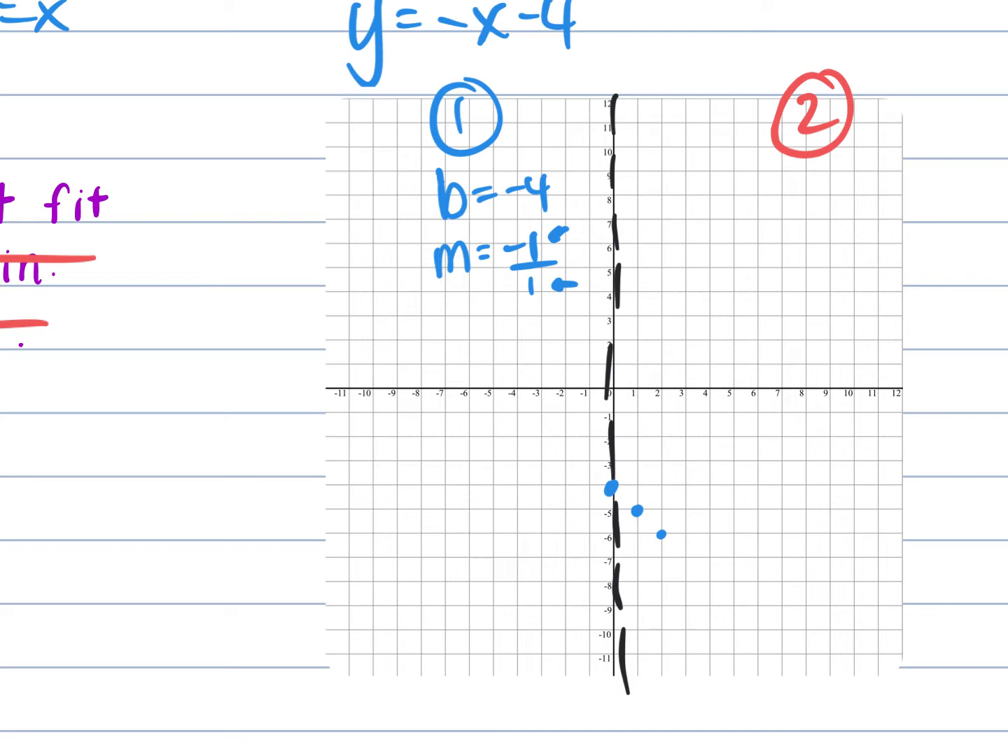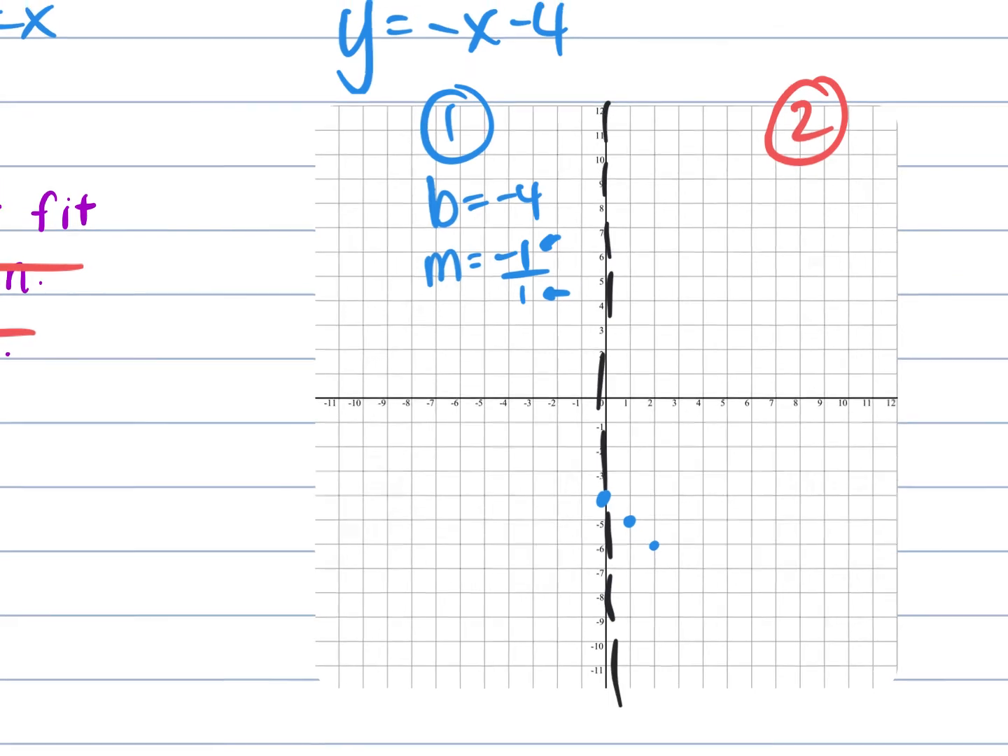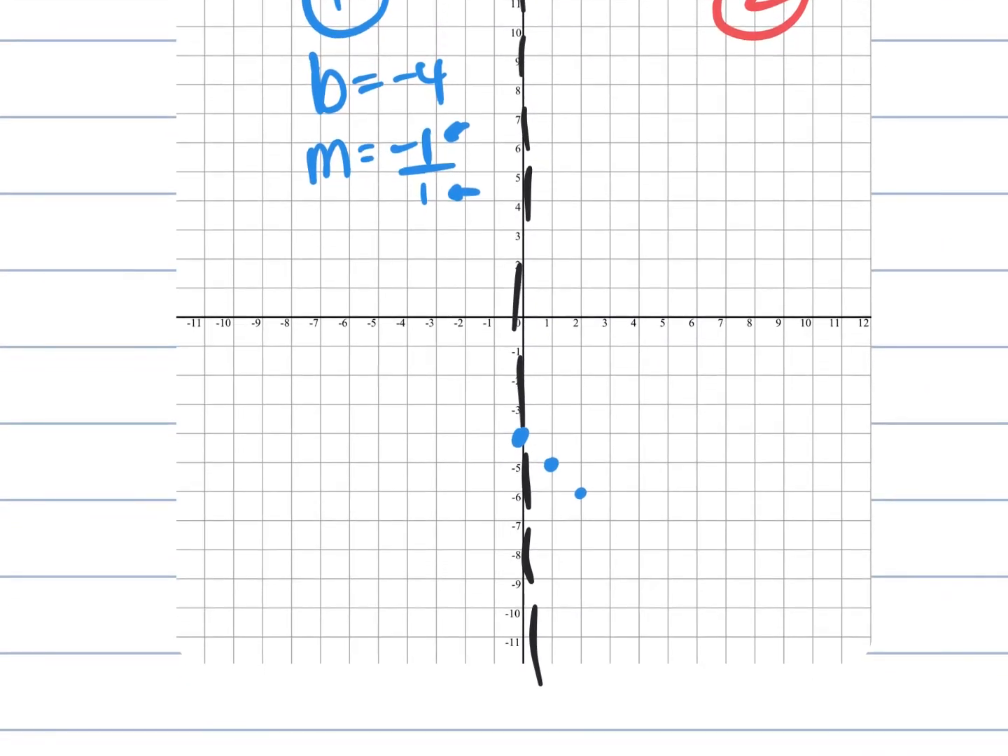Are they allowed to overlap like this? No. So instead, going down 1 and to the right 1 is the same as moving up 1 but to the left 1. Negative 1 over 1 is the same as positive 1 over negative 1. So let's go up 1 to the left 1, up 1 to the left 1, up 1 to the left 1. And we're going to get a line that looks like this.